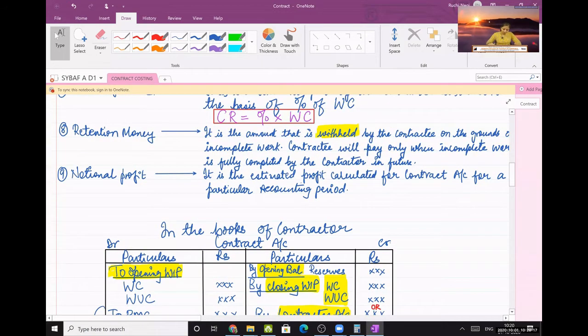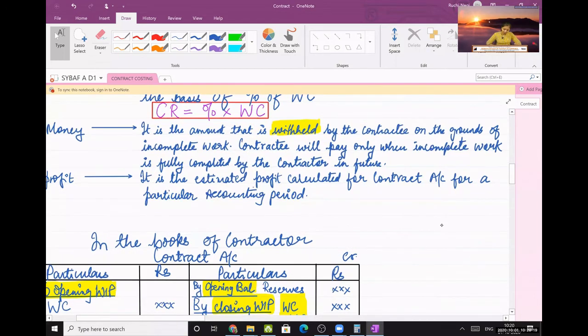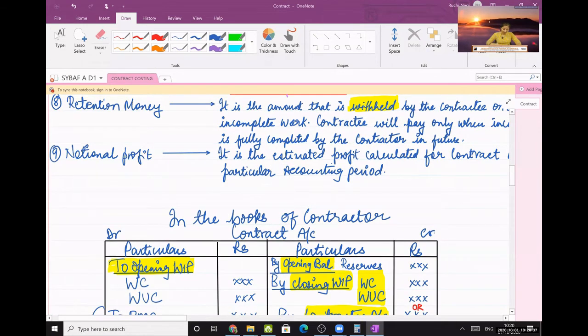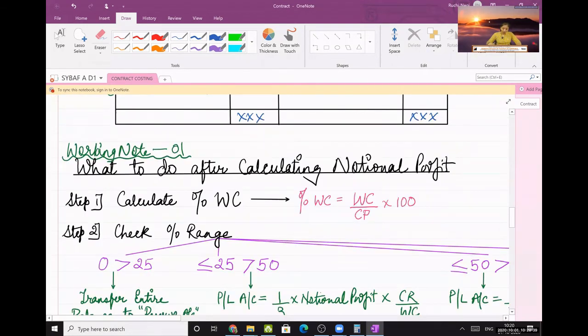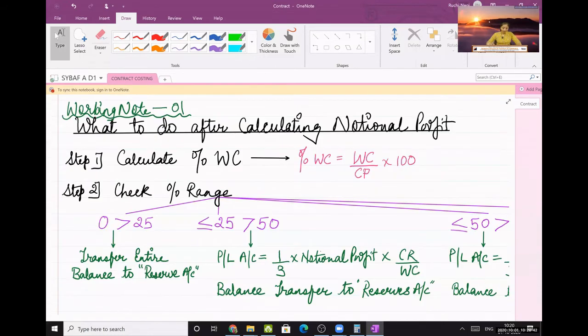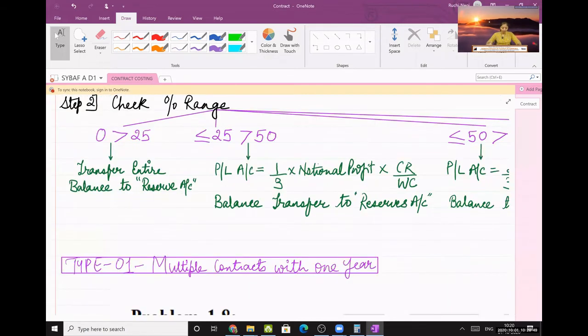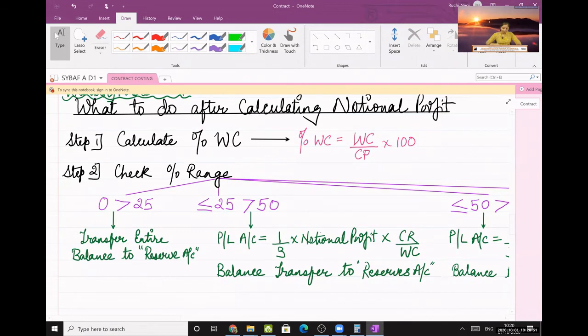Notional profit, what is notional profit? Pay attention, everyone pay attention. Because we have profit also. Yes, Samhita, this is notional profit. It is the estimated profit, correct? Calculated for the contract account for a particular accounting period. Okay? Then, below that, I had given you some steps I had taught you all while doing theory. Step 1. What to do after calculating notional profit. So I gave these steps: calculate percentage of work certified, then check the range, and then apply the formula. All that I did.